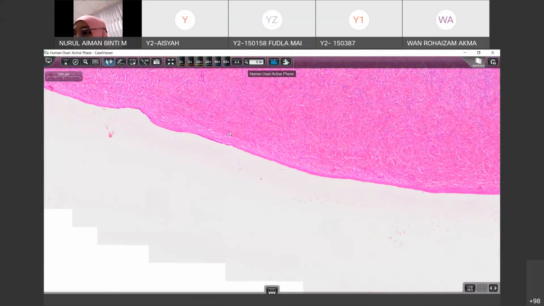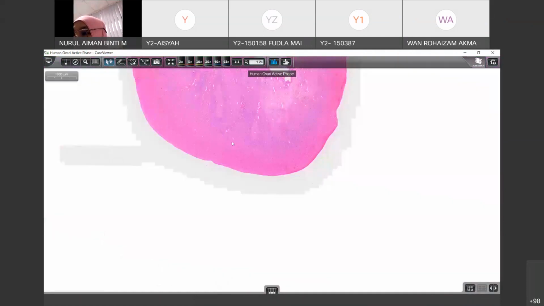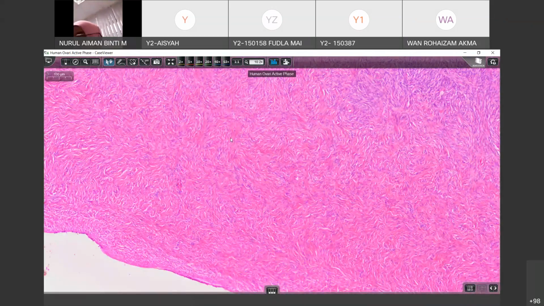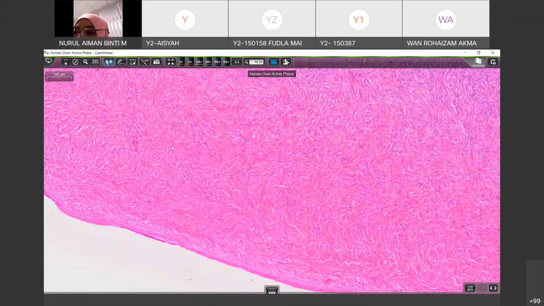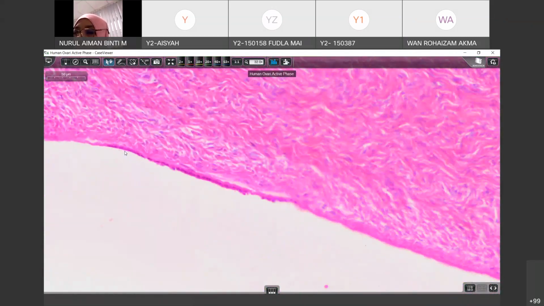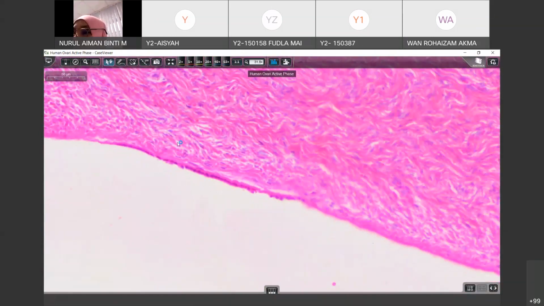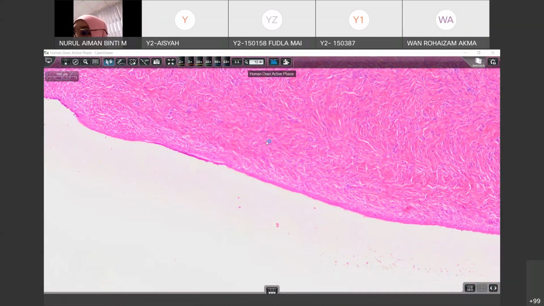So if you survey all the cortical region, try to find the primordial follicles. If there are very few primordial follicles, with presence of simple squamous epithelium on the surface of the ovary, but a mixture of cuboidal, doesn't matter. As long as it is present with the simple squamous, most of the time this is the ovary which belongs to an elderly patient.